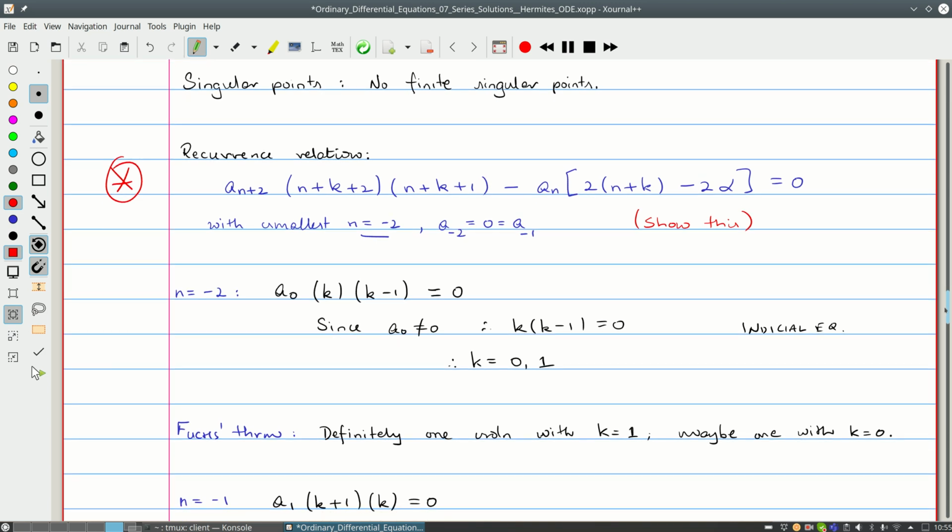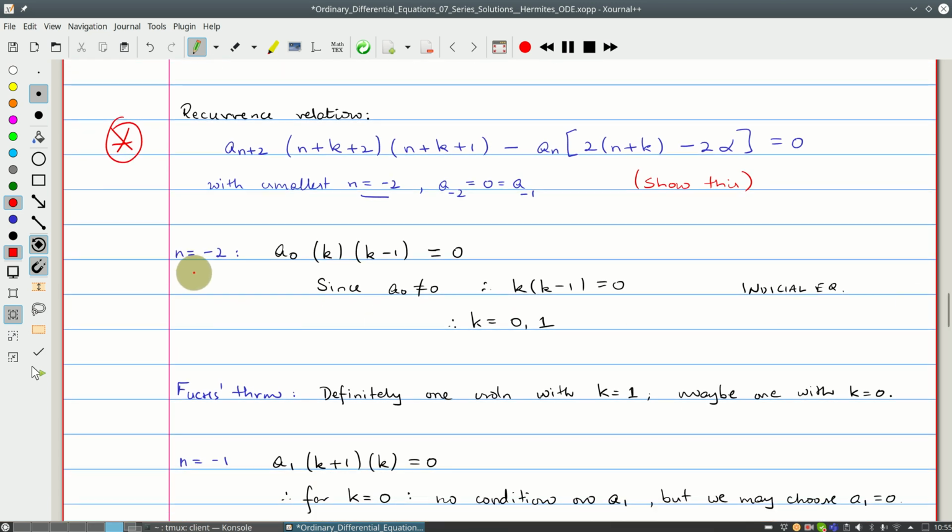Now to get the indicial equation, what you do is you choose the smallest value of n, which is minus 2. Put it into the recurrence relation, use the fact that a of minus 2 is 0, so this term will be 0. And then you get an expression for a naught. A naught times k times k minus 1 is 0. Now since a naught is not 0, that means k times k minus 1 is 0. That is the indicial equation, and that can be solved to give us two values of k, 0 and 1.